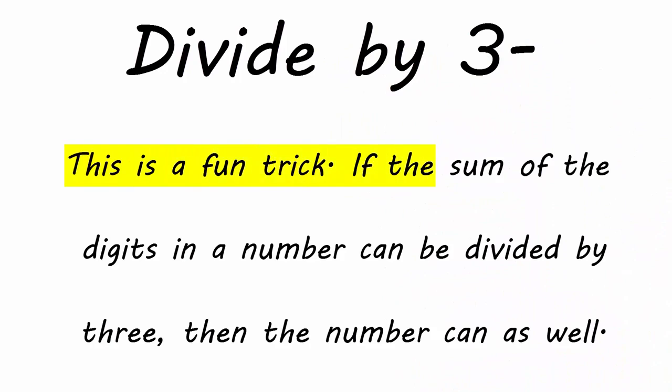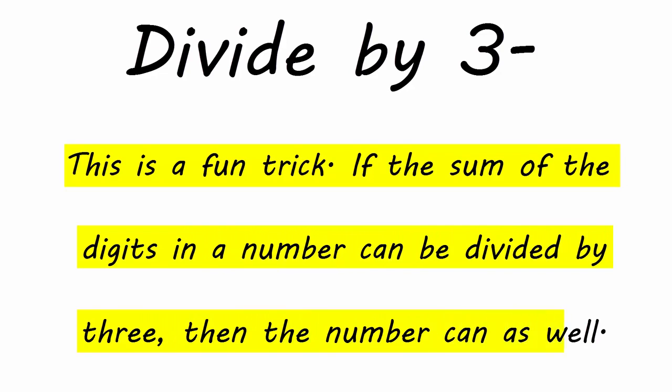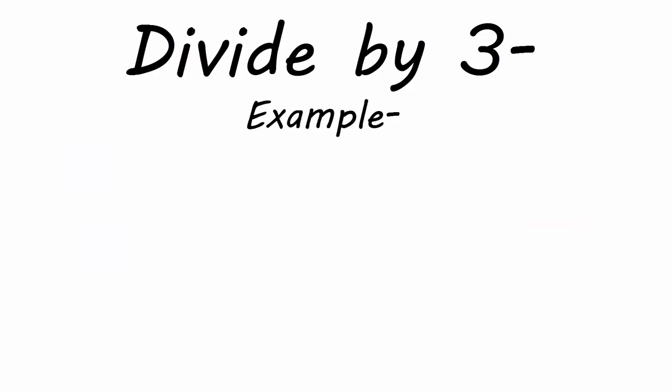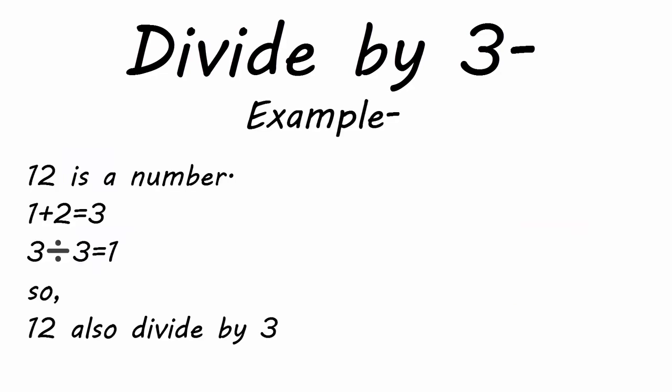This is a fun trick. If the sum of the digits in a number can be divided by 3, then the number can as well. Examples. The number 12. The sum of its two digits is 3. So, 12 can be divided by 3.